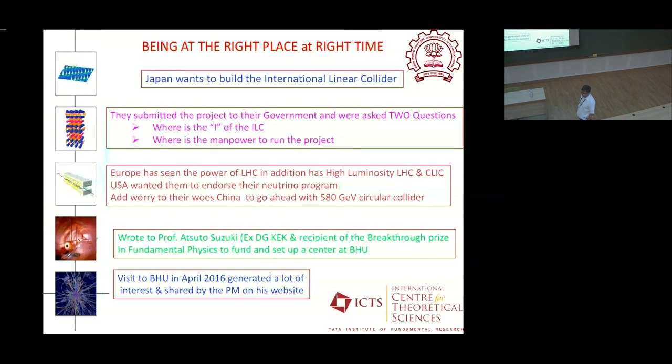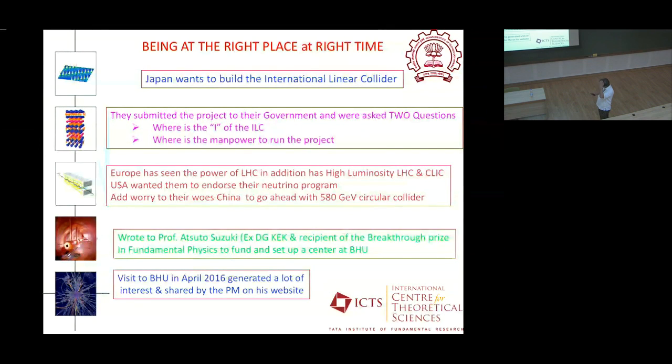So it's sort of a scientific diplomacy. I wrote to Professor Atsuto Suzuki, who I know well, and he's well respected in Japan also. It's very difficult to converse with the Indian government, at least I have found this, if people don't reply. So I asked him if he can fund this and set up a center at BHU, it would be very nice. And he said it's a very good idea.